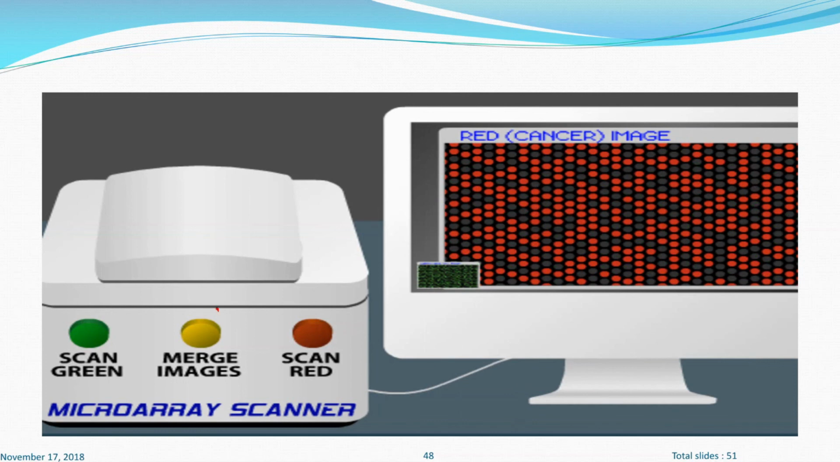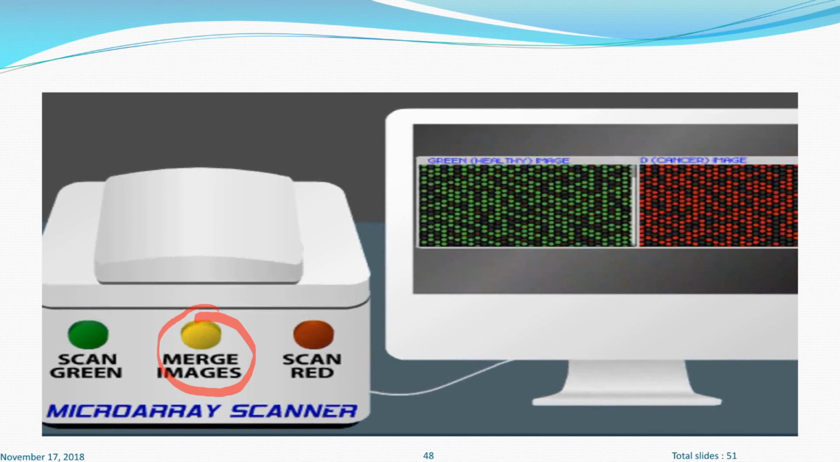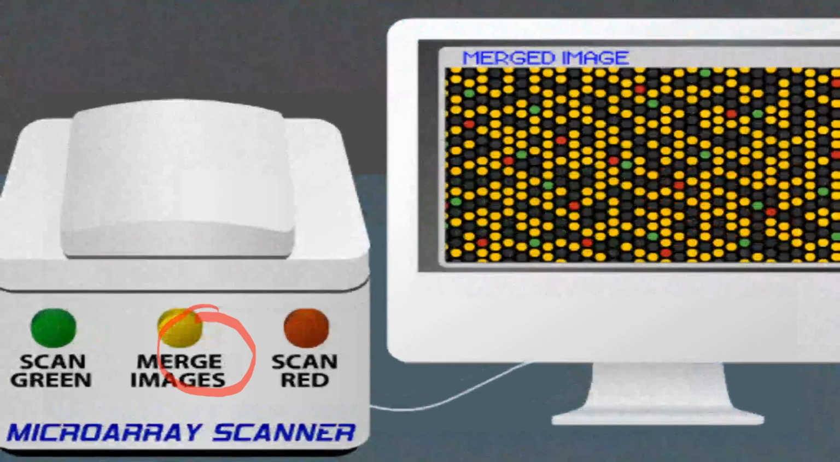Now the final step is the merging of the scans, that is more important. After merging the images, we will get a picture like this: lots of yellow dots, lots of black, few green and few red dots.